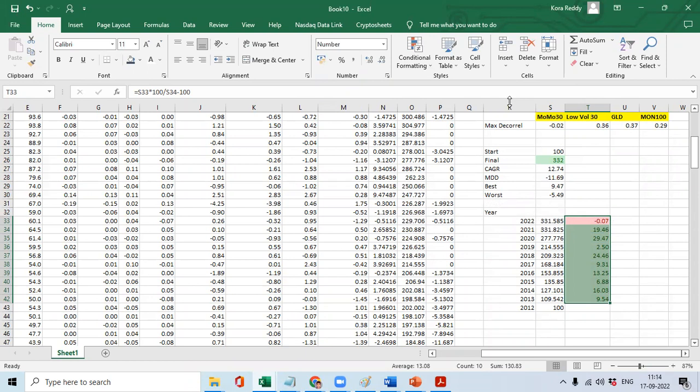Just one query. In this max decorrelation formula, you've used the solver function, right? No solver. It's weight S22, just S22. It's a weight to inverse correlation. Okay, so the weight we've got is a negative weight, right?